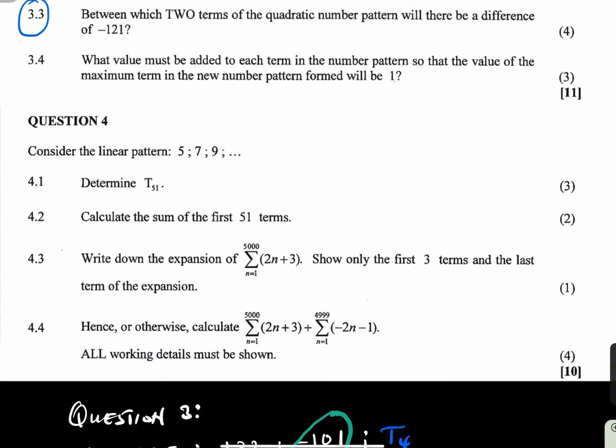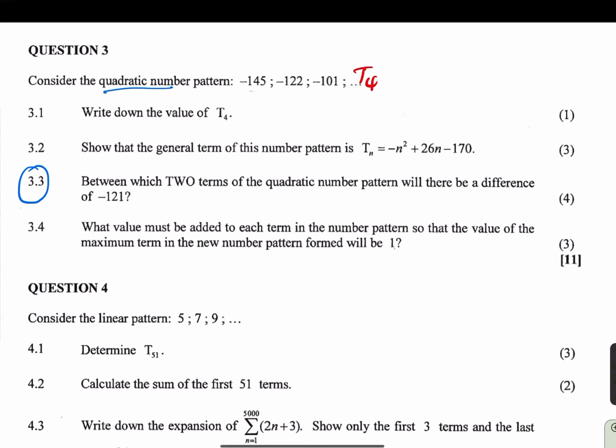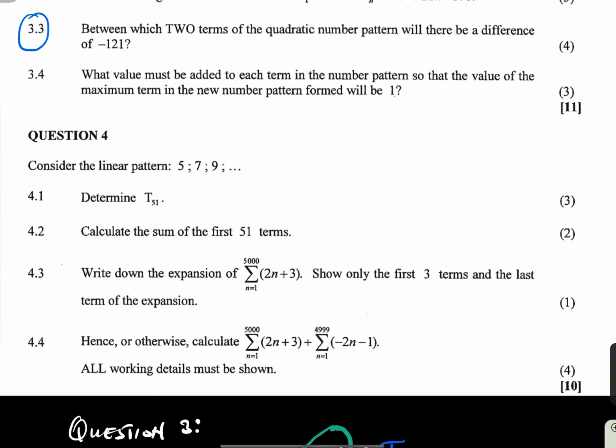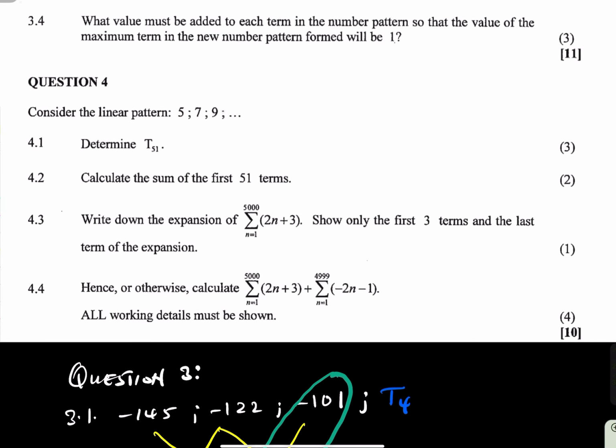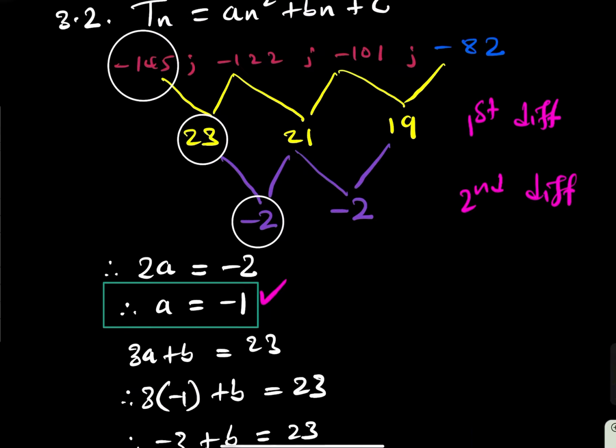All right, we are done with question 3. It was 11 marks, so it's worth it. We are going to look at question 4 now. They are saying, given the linear pattern. All right, so this is a linear pattern. It's really easy. When you are given a linear pattern, do not tremble. This you should really take away. Calculate T51.